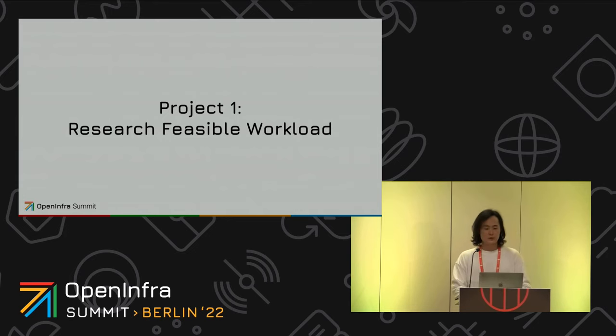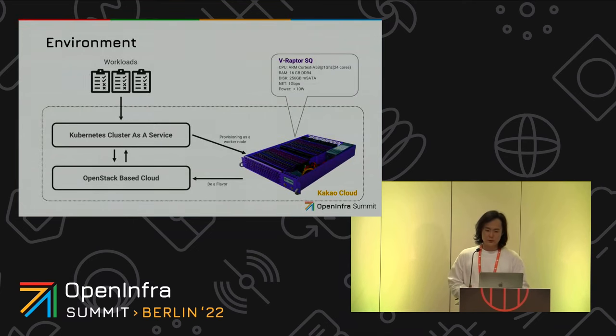The first project is researching feasible workloads. So our environment looks as you can see on the screen. This is what we want to achieve in the high-level architecture through project number one. When a user submits a workload to our Kubernetes as a service, our ARM-based microserver participates as a driver to the OpenStack-based cloud, and Kubernetes as a service uses that kind of flavor as a workload. So each server is powered with relatively slow but very low power consumption. So it will be quite challenging to determine what kind of workload fits this kind of situation.